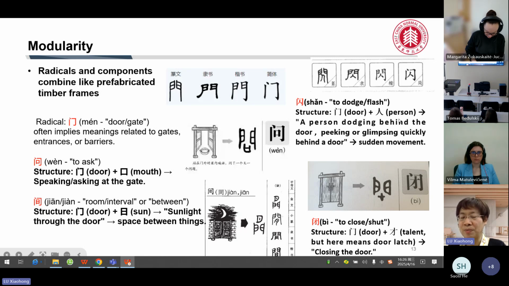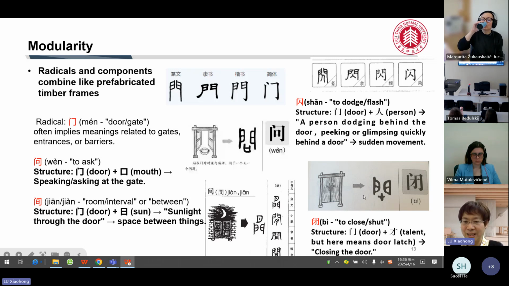So here, door with a person means a person dodging behind the door or peeking or glimpsing very quickly behind the door. So it indicates a very sudden movement. So that's the word 闪. Like we have the word lightning, 闪电, it means very quick movement.